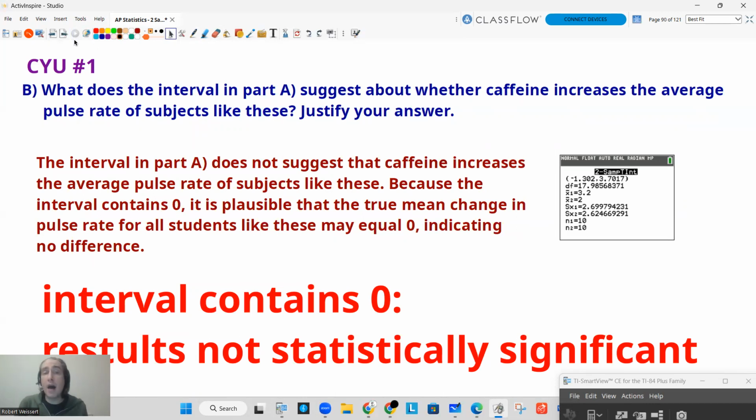So the interval in part A does not suggest that caffeine increases the average pulse rates of subjects like these. And because the interval does contain 0, it is plausible that the true mean change in pulse rates for all students like these may equal 0, indicating no difference. So that's how you work that problem out.